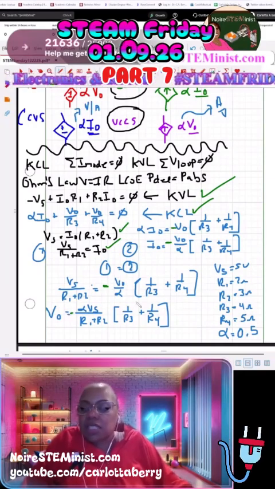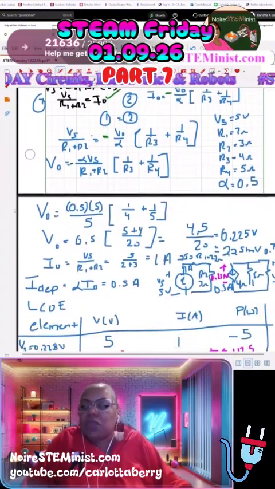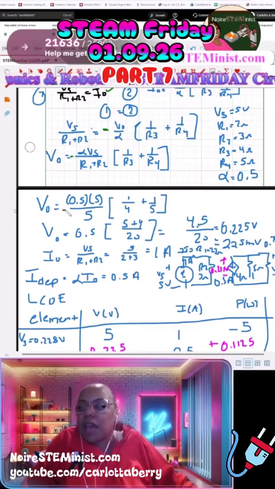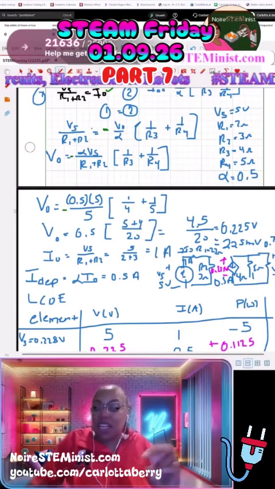The good news is nothing changes except for V naught should have a negative sign. So V naught should have a negative sign, okay? I am going to put this in my calculator this time because I don't want to make a mistake again. And we're going to make sure that that number is indeed correct.